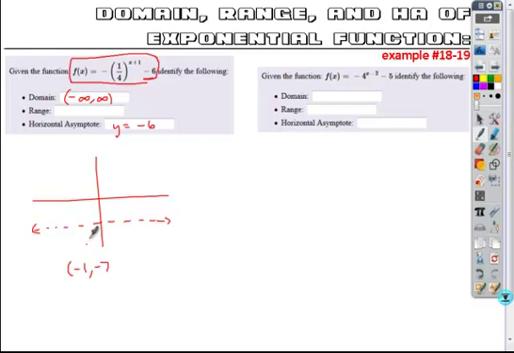It doesn't really matter if my graph goes this way or this way. I don't need to know that for this. I do know that my range is going to be from -infinity all the way up to this asymptote of -6. It's never going to reach it, so it'll be a parentheses at the end of each one.